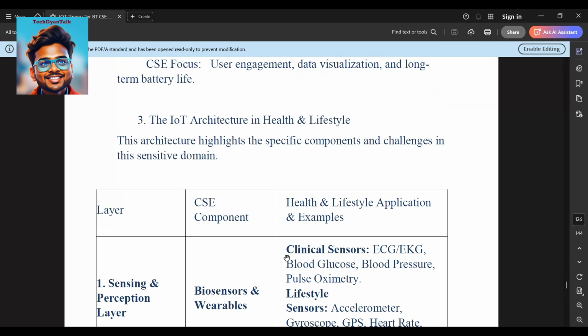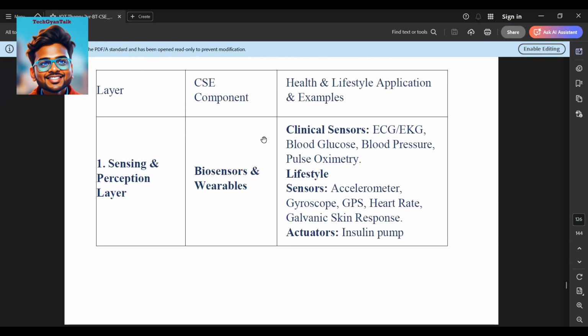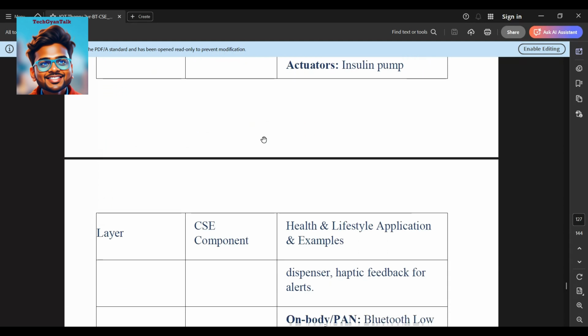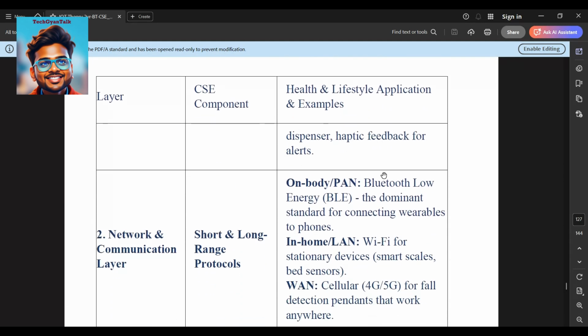The IoT architecture in health and lifestyle. This architecture highlights the specific components and challenges in these sensitive domains, for example the sensing and perception layer: biosensors and wearables. Examples include clinical sensors like ECG, EKG, blood glucose, blood pressure, pulse oximetry, and lifestyle sensors like accelerometer, gyroscope, GPS, heart rate, galvanic skin response. Actuators include insulin pumps, dispensers, and haptic feedback for alerts.